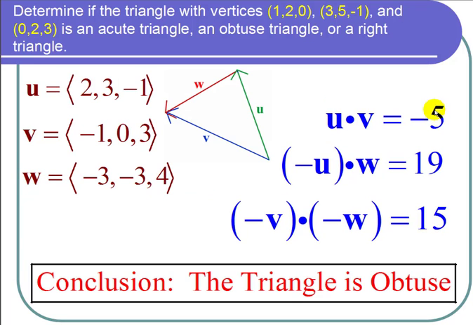But for any triangle, if one of the angles is obtuse, then that triangle is an obtuse triangle. So I can conclude that the triangle that I have is obtuse. And I'm done with the problem.